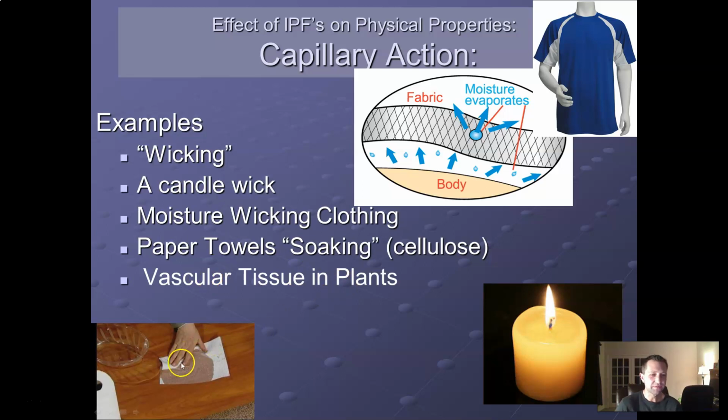Paper towels are an example of capillary action, paper towels soaking up water. You could say the paper towels at school, the capillary action is not very good. Am I right? You need a million paper towels to clean up the smallest spill. And here we go with the biology example: vascular tissue in plants.